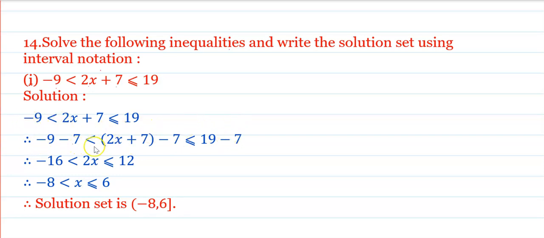Minus 9 minus 7, in bracket 2x plus 7 minus 7, 19 minus 7. Minus 9 minus 7, you will get minus 16. 2x plus 7 minus 7, plus 7 and minus 7 get cancelled, you will get 2x. 19 minus 7, you will get 12.